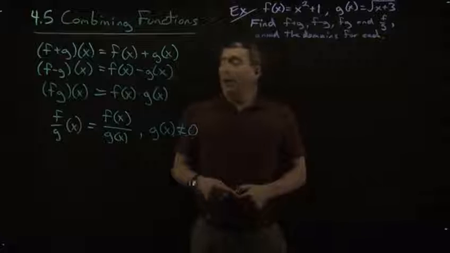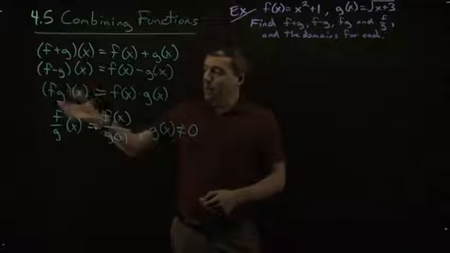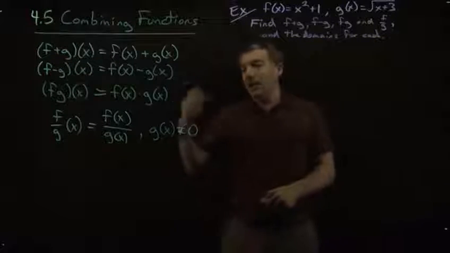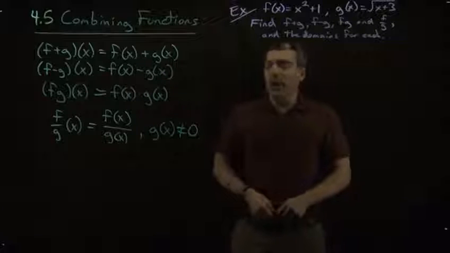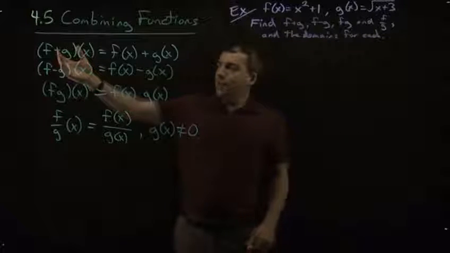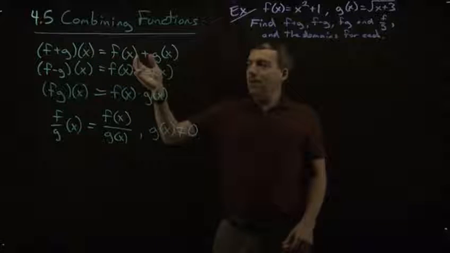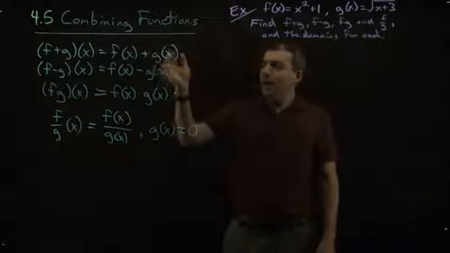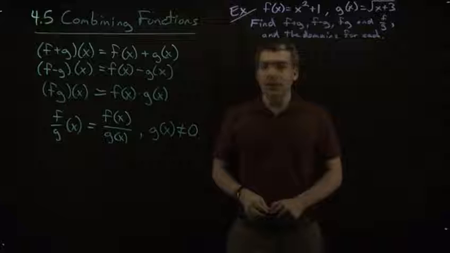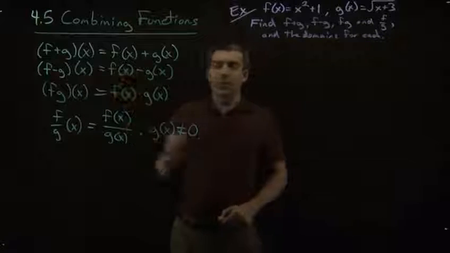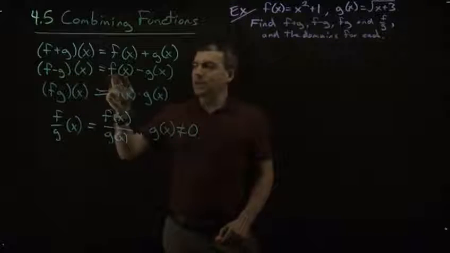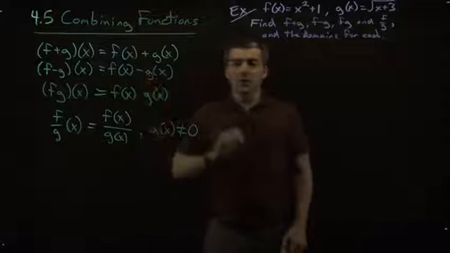So for example, we can add functions, subtract them, multiply them, and divide them. And here's how we do that. It's a very natural way of doing that. So if we add two functions f and g at some x, that means take f, evaluate it at x, and add g, evaluate it at x. Subtraction works the same way. F minus g of x, we have f of x minus g of x.